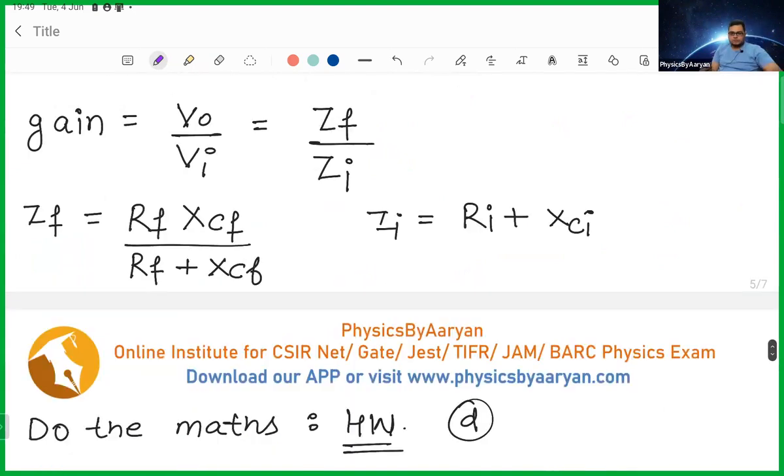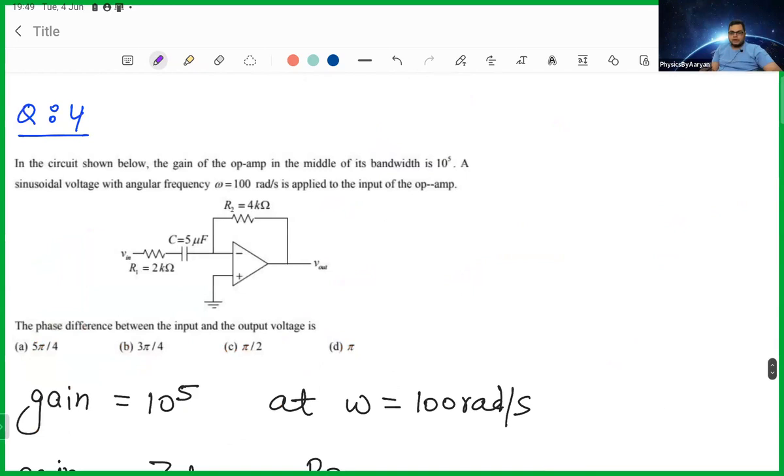Okay, so last question for today. The gain you will find, but in this they are only asking the phase difference. So let's see the question. In this, some things are given. They say that in the circuit shown below, the gain of the OPAMP is 10 to the power 5. So gain is given already.